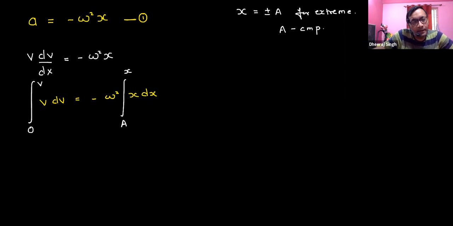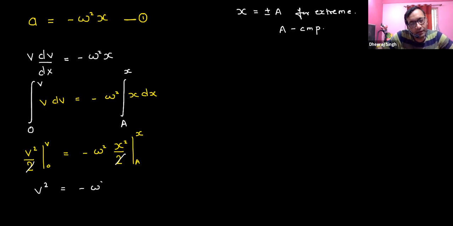So when you integrate it, it becomes v square by 2, from 0 to v. This is equal to minus omega square times x square by 2, from a to x. Put the limits, and it becomes v square equal to omega square times a square minus x square. So v is equal to omega times the square root of a square minus x square.